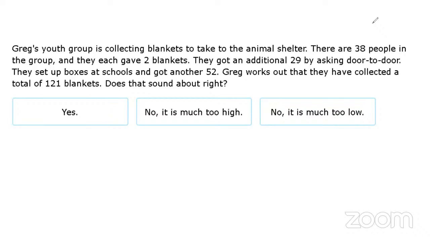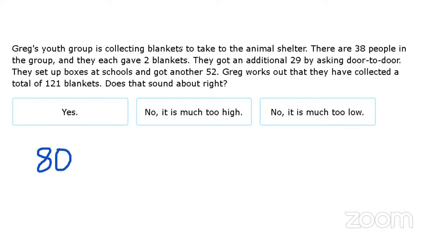So if there are 38 people in the group and each gives 2 blankets, let us just do an estimate. If it's 38 and they give about 2 blankets, we're estimating what? 40 people. So we can say we estimate about 80 blankets right there. We're estimating, this is not calling for calculation.